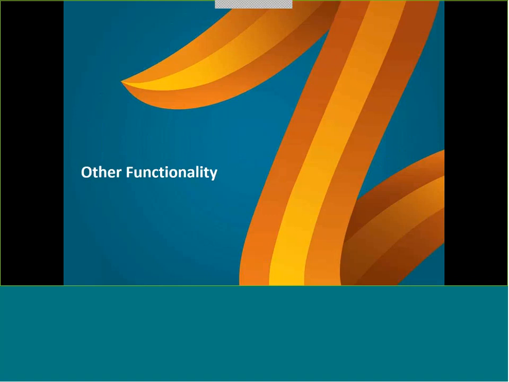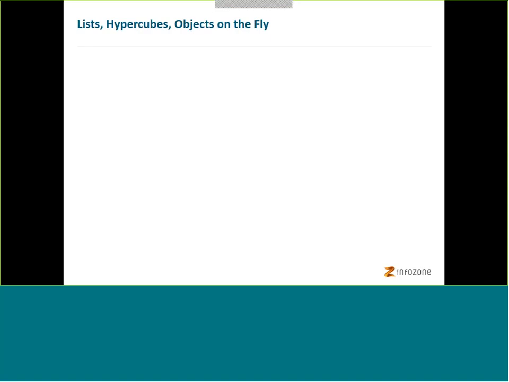So, some other functionality. What we just did is we pulled objects that already existed in the Qlik Sense app and basically injected them into a web framework. But you can also do a couple of other things in a mashup by calling the Qlik API: lists, hypercubes, and objects on the fly. So we'll start with a list.